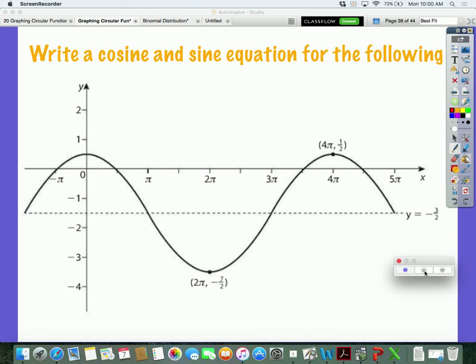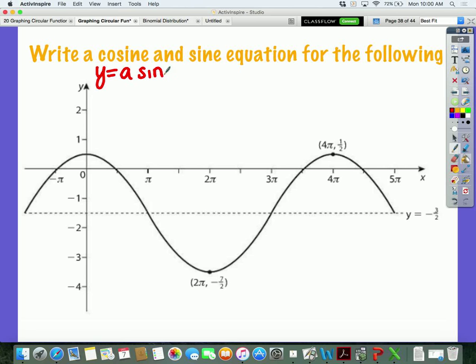So when we're trying to write an equation, either sine or cosine, for a graph that's given to us, we definitely need to take into account several things, all right? First off, we know that in general, our equations are y equals a sine (bx plus c) plus d. We already know that. That's the general form of it. Of course, sine and cosine are interchangeable, all right?